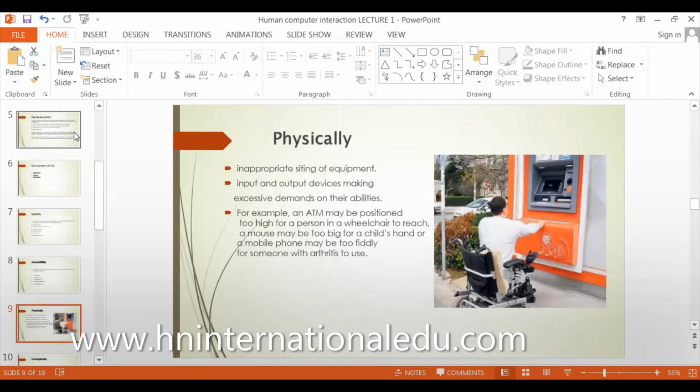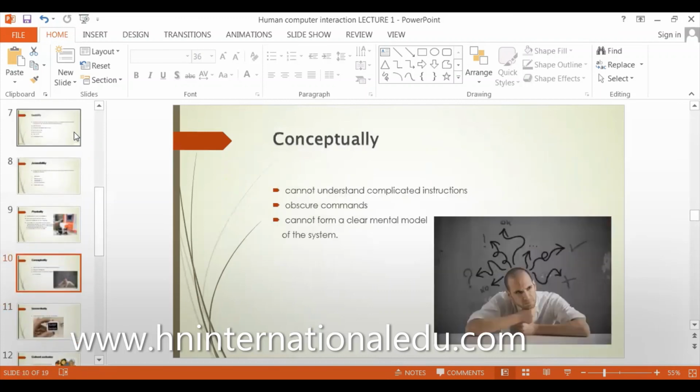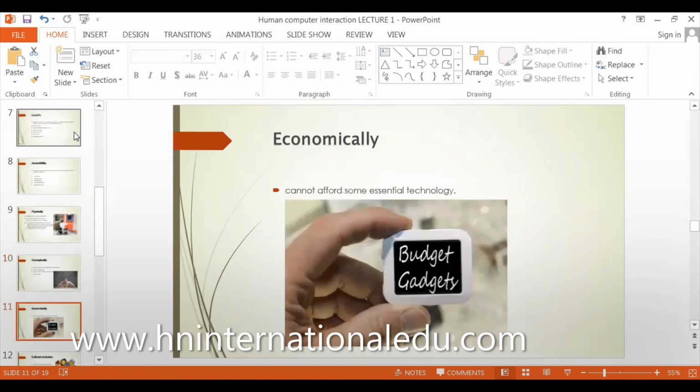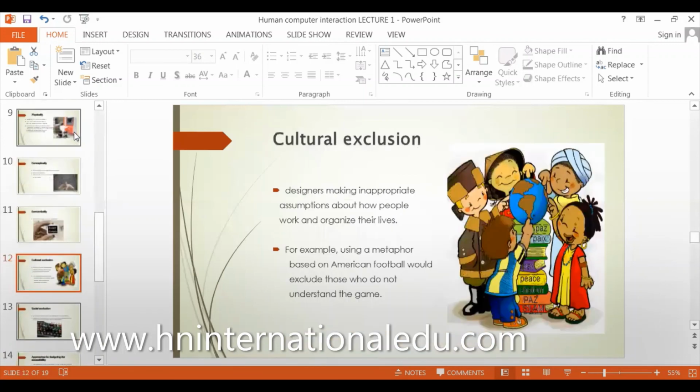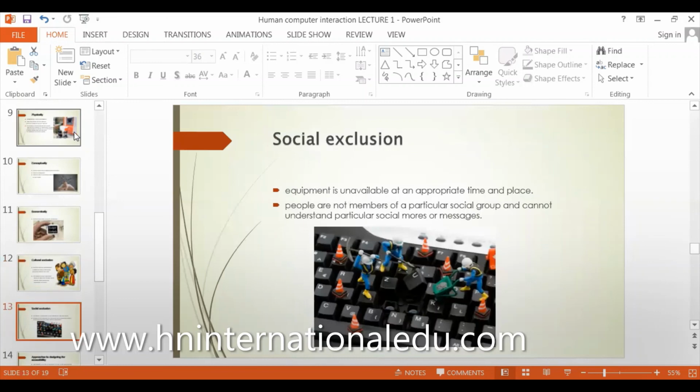Then we saw different examples of physical constraints or physical disability. Then the conceptual disability, which differs from place to place. It has been proven that people belonging to different parts of the world have different mental caliber. Economically, it should not be very costly, because it doesn't matter how good a system is, if no one is going to buy it; we must take care of business as well. Then we read about cultural exclusion, that the designer making different computers must take care of the cultural gap or cultural constraints. Social exclusion: people of every group and every age should be able to use it.